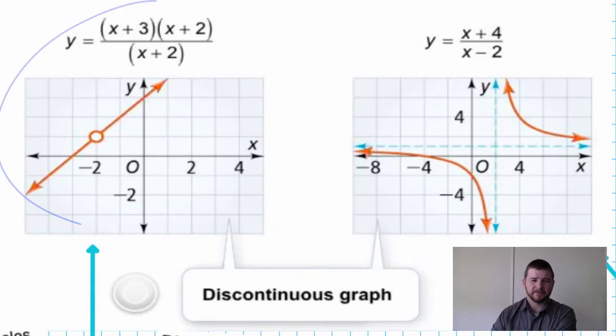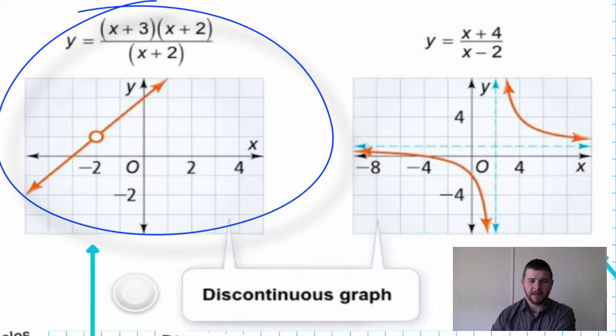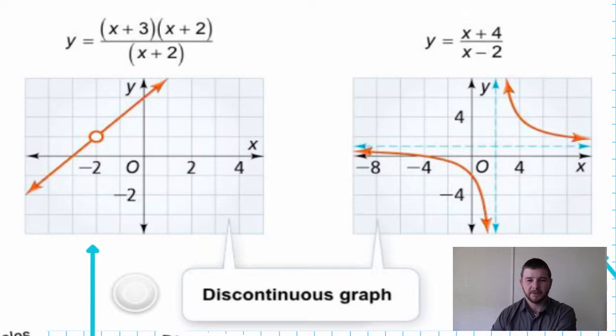Our second graph, note it's the graph of the binomials x plus 3 times x plus 2 for a numerator over x plus 2 for a denominator. So note, the x plus 2's, those binomials would cancel one another out, and then we would just have the graph of y equals x plus 3. And you should recognize that's the straight line with a slope of 1 and a y-intercept of 3, which we can virtually see here on the graph below.